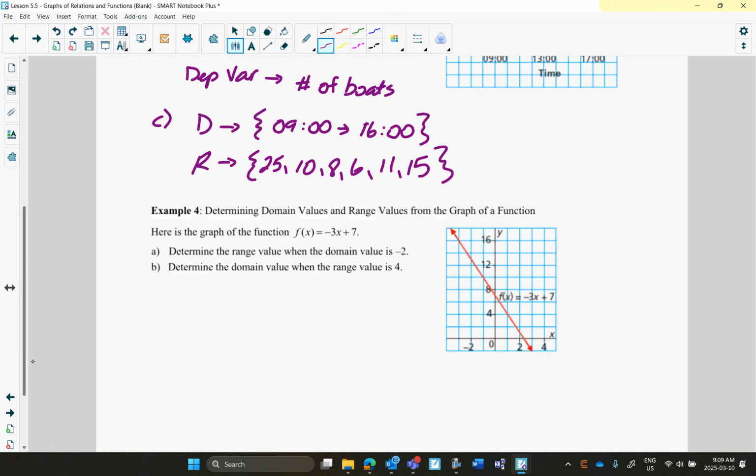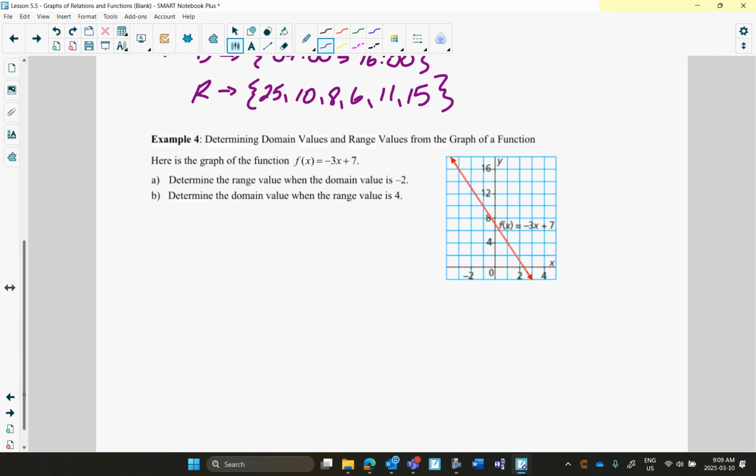Okay, last example. This is stuff we've done before. It's just using the new words we've learned. So remember, this is a way to show a function where we use f of x. If I show it relation-wise, it means the same as this. These two mean the same thing. Y equals negative 3x plus 7, f of x equals negative 3x plus 7. The only difference is this means it's a relation. This means it's also a function.